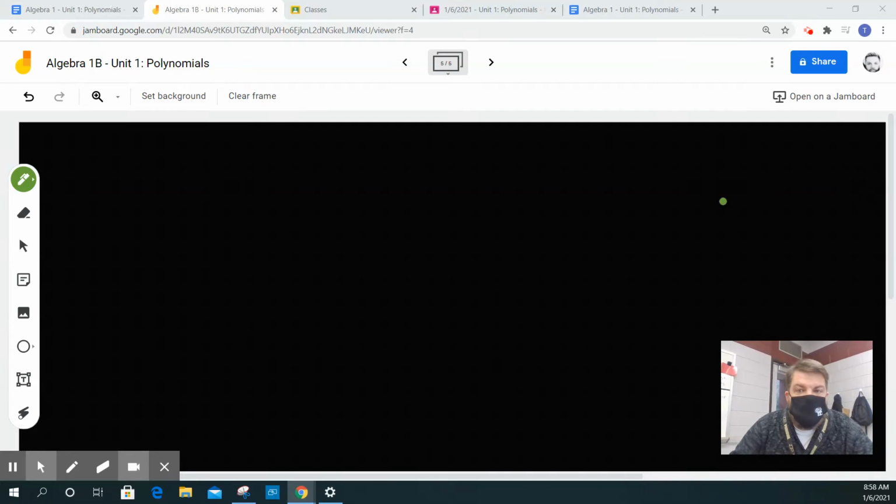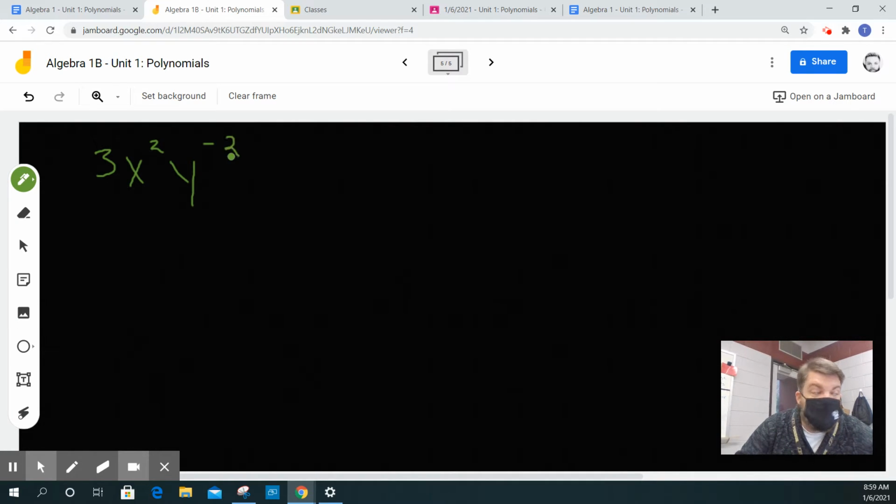All right. So what if I have something that looks like this? What if I have 3x squared y to the negative 2, all of that raised to the third power. Okay? Well, what does that mean?